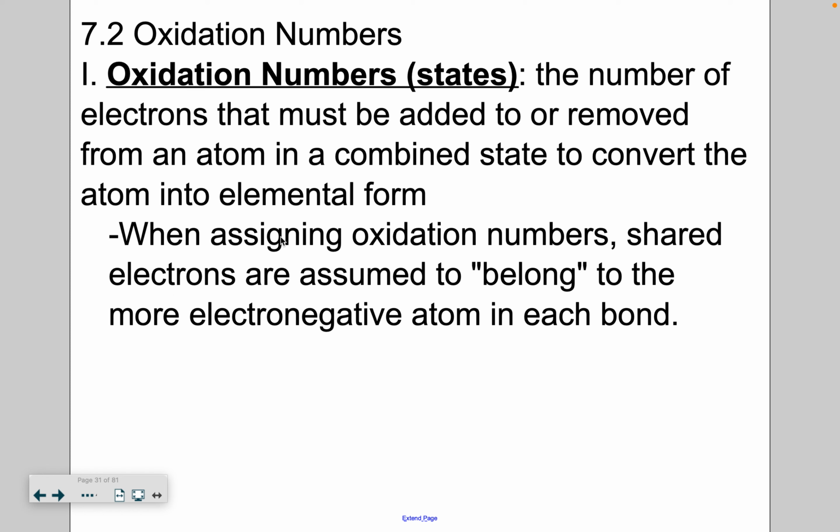And when you assign those oxidation numbers or states, basically the shared electron is going to be assumed to belong to the atom that has the higher electronegative value. So remember, fluorine has our highest. The trend for electronegativity is it increases across the period and decreases as you go down a group.